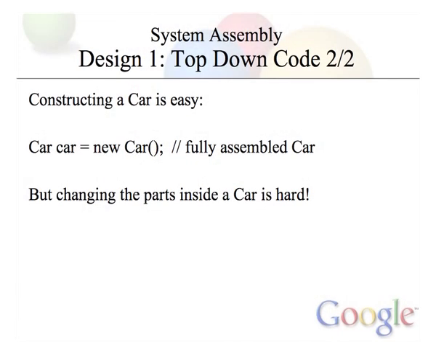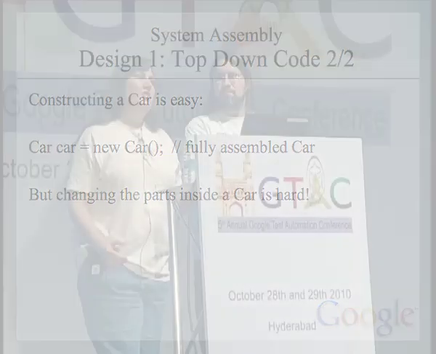Now, constructing a car is really easy, right? All I have to do is say new car, and I get a fully assembled car. I get the full object graph. But the problem is that changing the parts inside the car is really hard. Okay, so this is a brittle way to assemble our system.